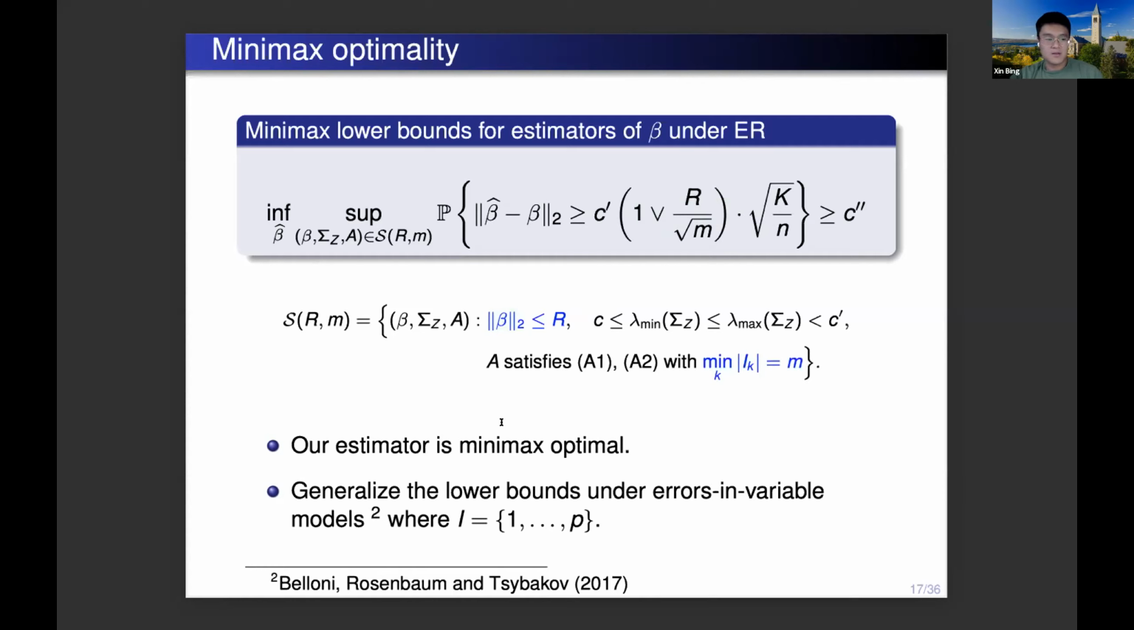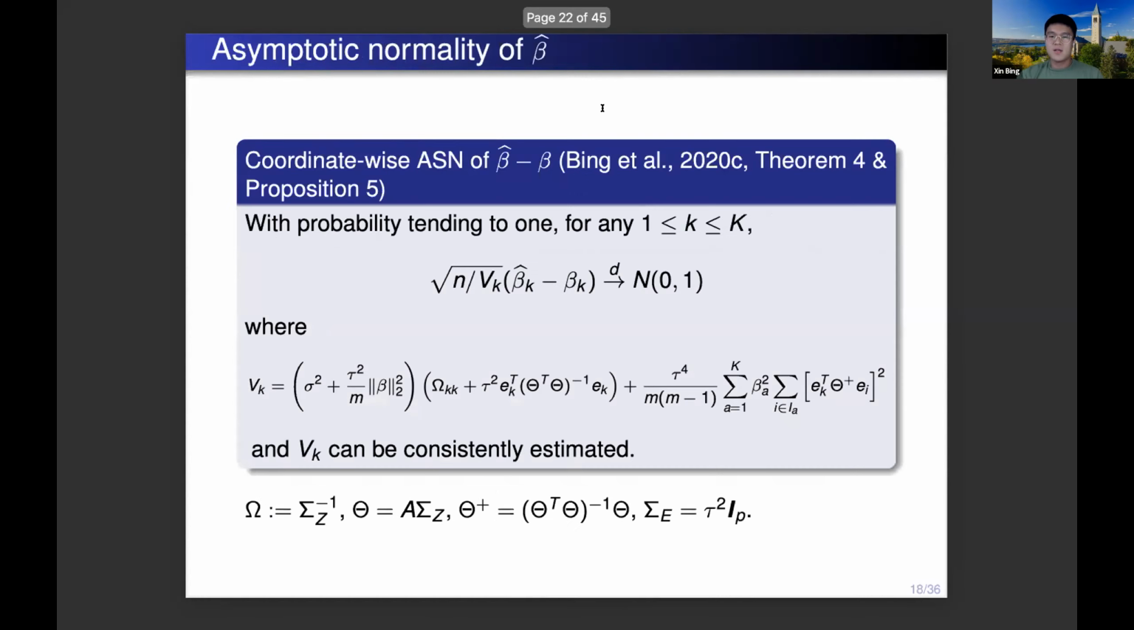And our minimax lower bound also generalizes the lower bounds for errors-in-variables models, where basically all the variables are pure variables. So moving on from the convergence rate, we're ready to talk about the inferential part, which is our main interest. And we are able to establish the following coordinate-wise asymptotic normality of beta hat minus beta. So with probability tending to 1, for each coordinate, we have the following asymptotic statement, where beta hat k minus beta k, scaled appropriately, converges to a standard normal distribution.